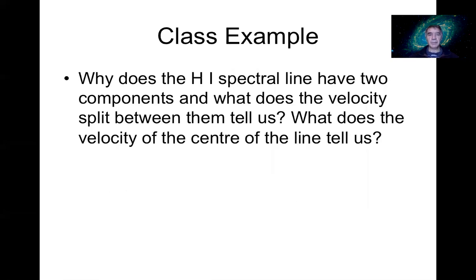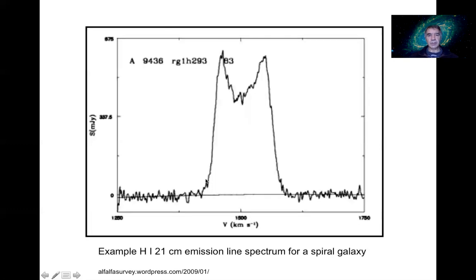Okay, so time for a break, and I want you to go back and have a look at this spectrum again. You can see that it's not just a simple single peaked line. You've got two components, if you like, one at a higher velocity, one at a lower velocity. And again, you can just about see the velocity scale on here. The central velocity here is about 1,500 kilometers per second.